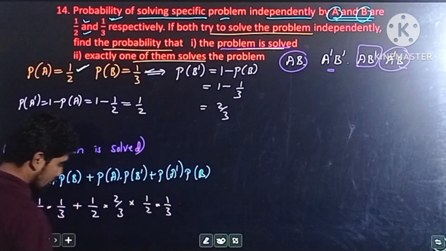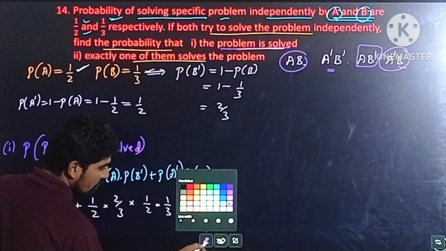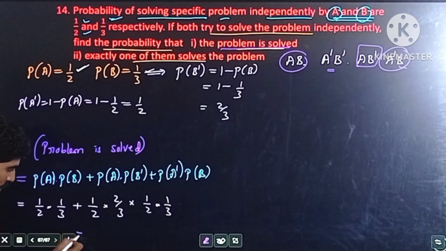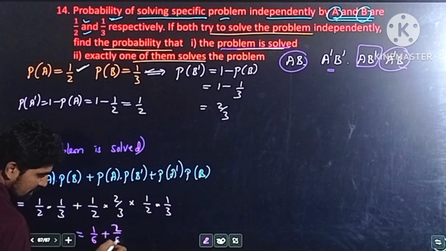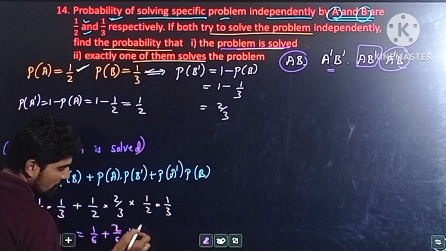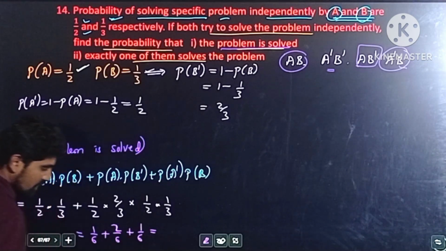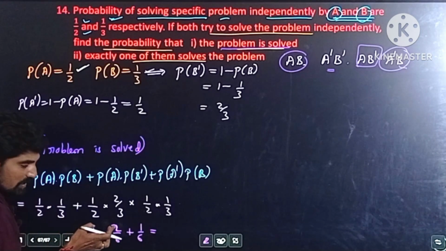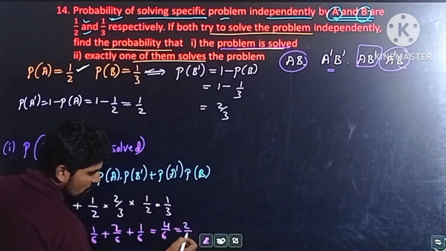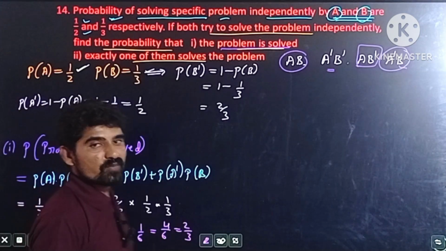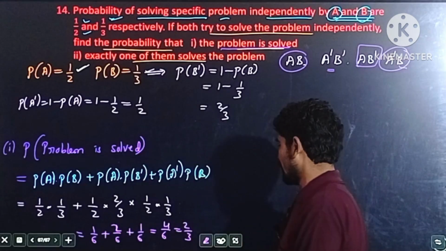1 by 3. Now see here, the required probability is equal to 1 by 2 into 1 by 3 is 1 by 6, plus 1 by 2 into 2 by 3 is 2 by 6, plus 1 by 2 into 1 by 3 is 1 by 6, which is equal to 1 plus 2 is 3, plus 1 is 4, so 4 by 6, which is equal to 2 by 3. That is the required probability, the probability that the problem is solved.